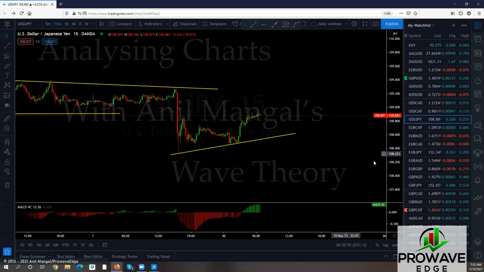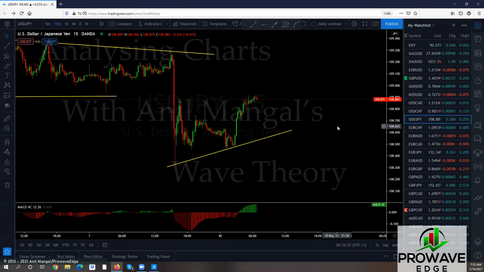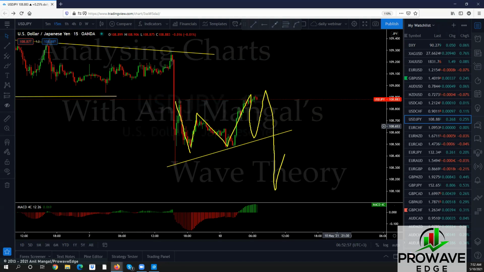See? We're stuck in this, and this looks more like a flat to me, right? If you look at this, it looks like a flat. You can go with 1, 2, 3. You can come back here. You can go back there, and then you might make one more before you go. So this could be a big flat here.